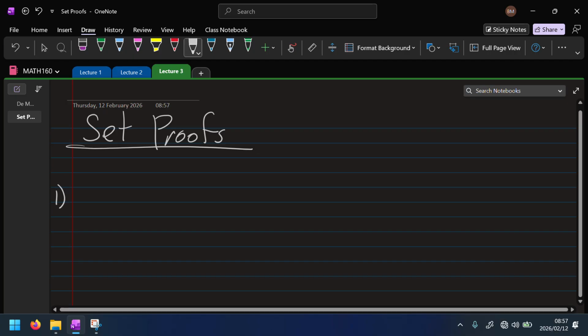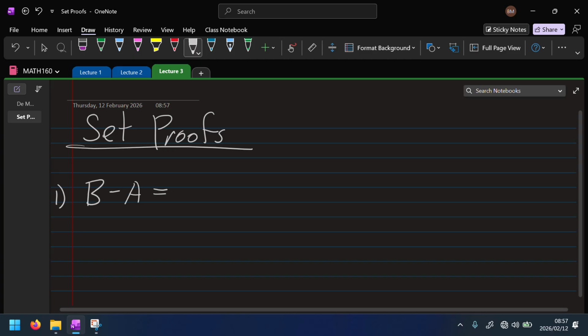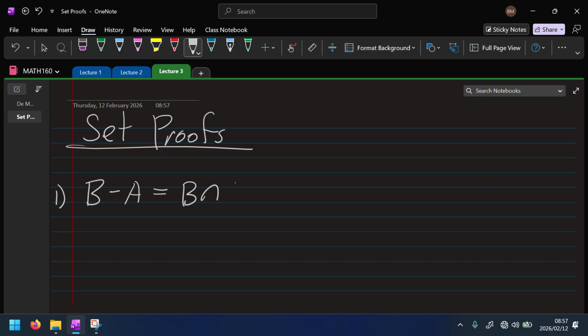Okay, so number 1. We want to prove that B minus A is equal to B intersection with A complement. Okay, so that is our set identity. Right? You've seen identities before, trig identities, all of that. These are set identities we want to prove. Now, the way we're going to do it is the same as you prove those other identities. You start with the left-hand side, you do all your stuff, show it equals the right-hand side.